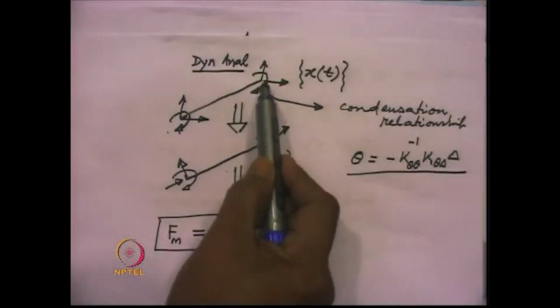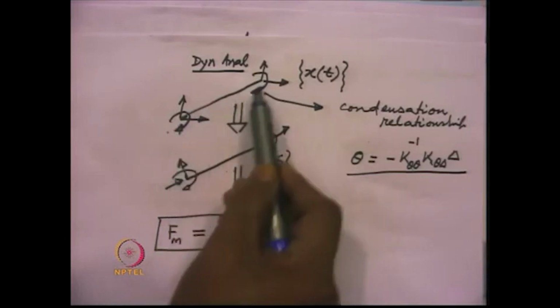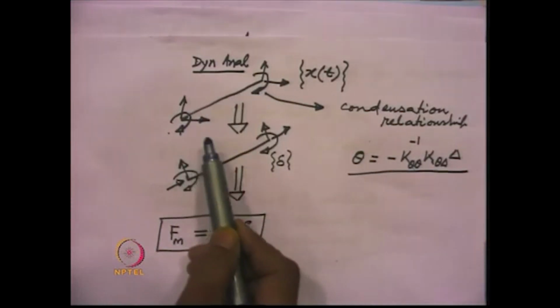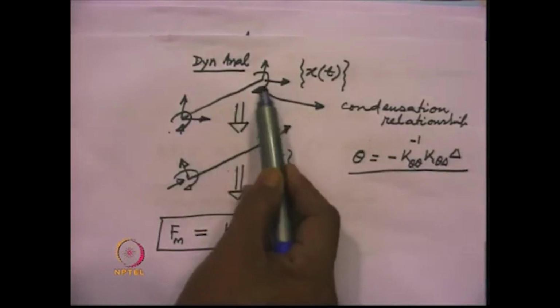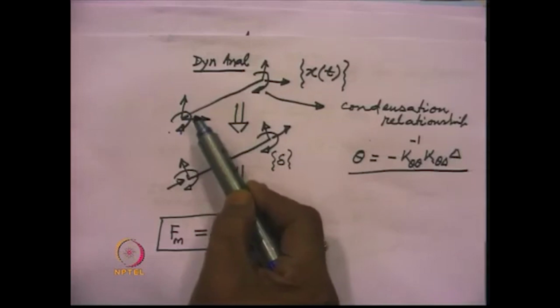Once we know the rotation, then if I take any member, at the two ends of the member we have the displacements and rotations, but all of them are in the global coordinate.